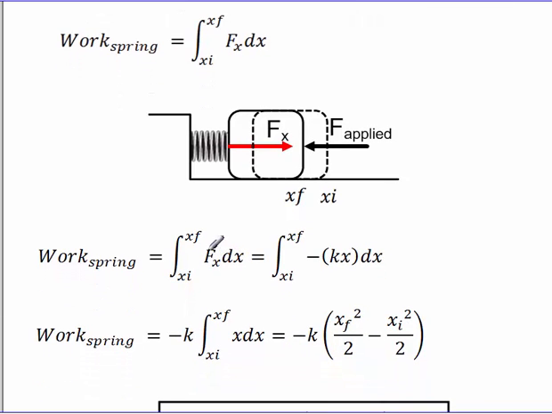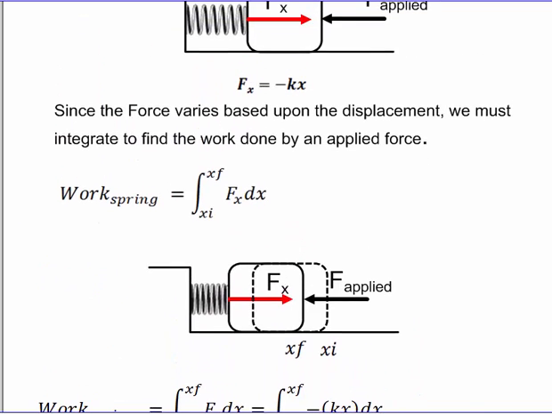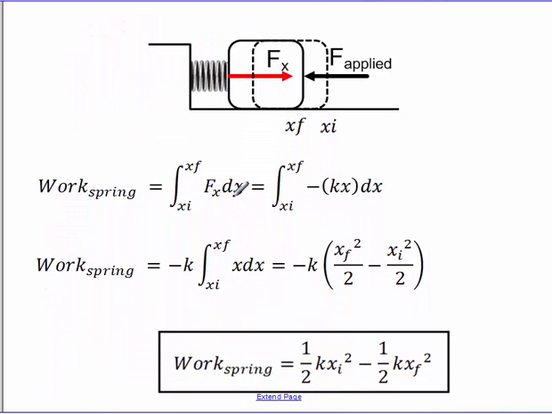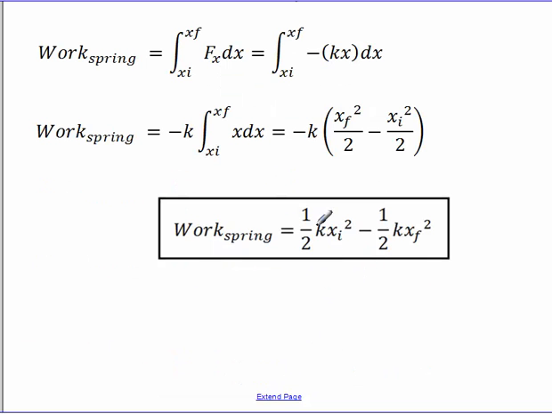But f(x) is defined as minus kx, as defined right here. I put that in. All I have to do now is pull out the k value. I integrate x dx, which will give me x squared over 2. I put in my xi and my xf, and I get this value right here. So to calculate the work of a spring, it's going to be 1/2 k times the initial position squared minus 1/2 k times the final position squared.